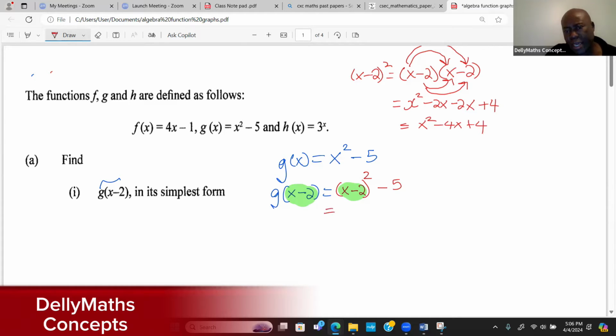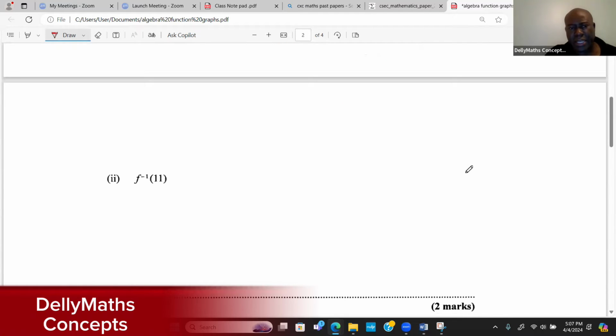So basically, this is what we have here: x squared minus 4x plus 4. And remember that we have this minus 5 after, so let's put our minus 5 here. When we simplify this, we'll get x squared minus 4x, then negative 1. So that's what we'll get when we simplify this. That is the first part. Let's take a look at the next question.